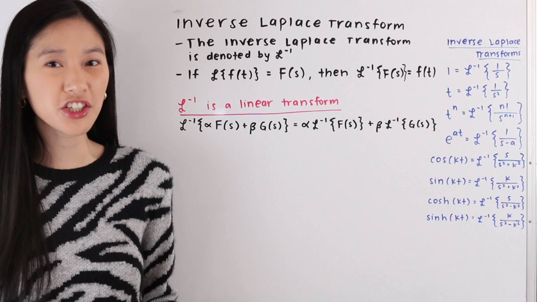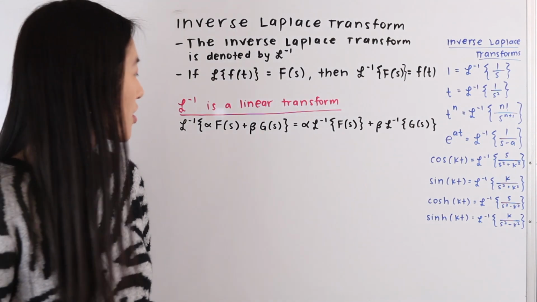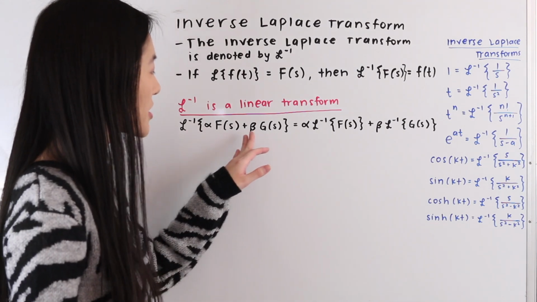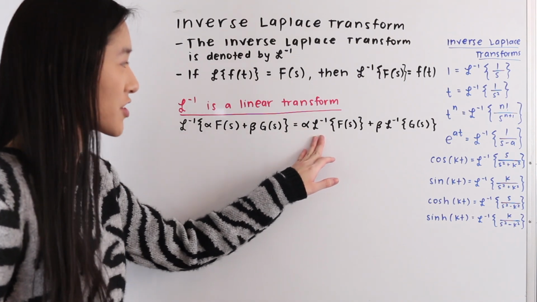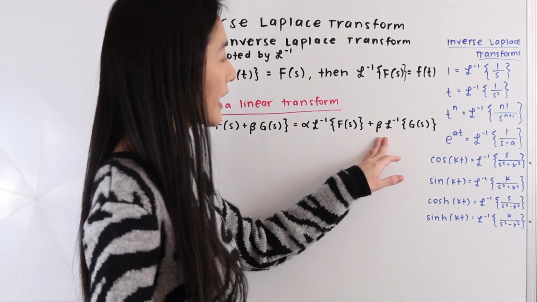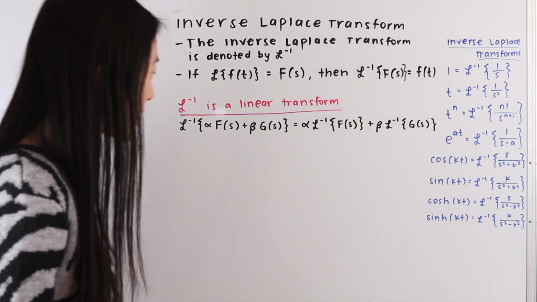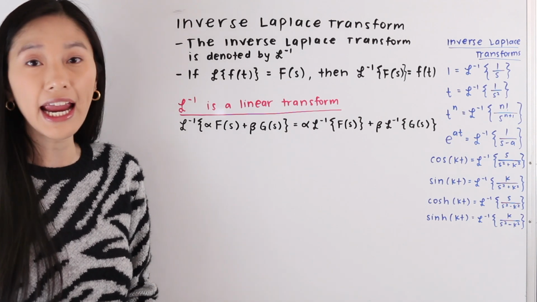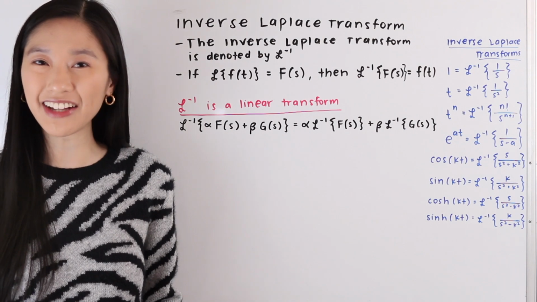And just like the Laplace transform, the inverse Laplace transform is also a linear transformation. So the inverse Laplace transform of alpha times F of s plus beta times G of s is equal to alpha times the inverse Laplace transform of F of s plus beta times the inverse Laplace transform of G of s. And so basically what this means is that we can take the constants outside of the inverse Laplace transform, and we can also take the inverse Laplace transform of each term separately. So let's go ahead and take a look at some examples.